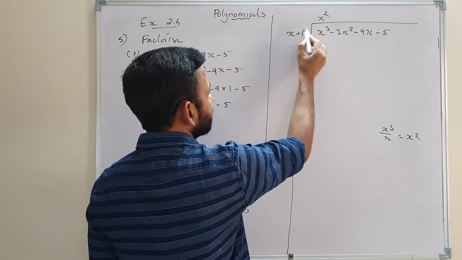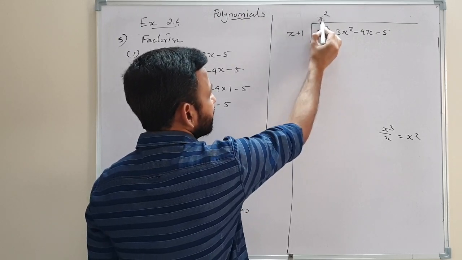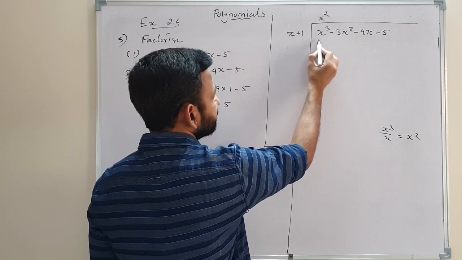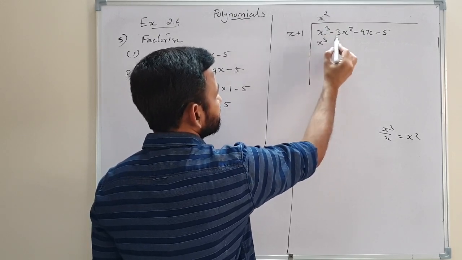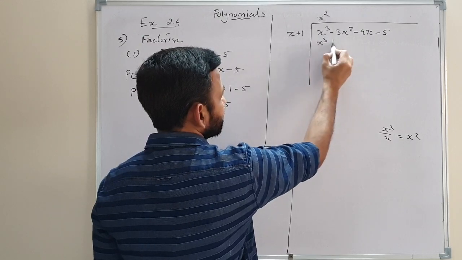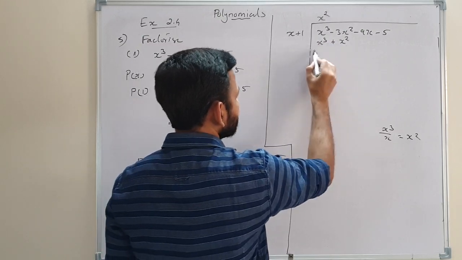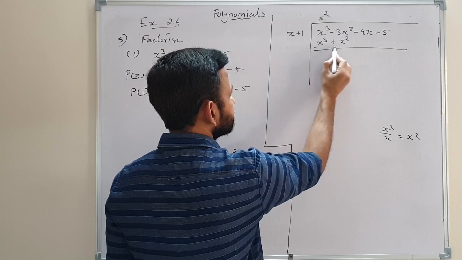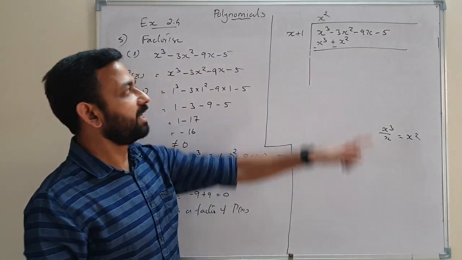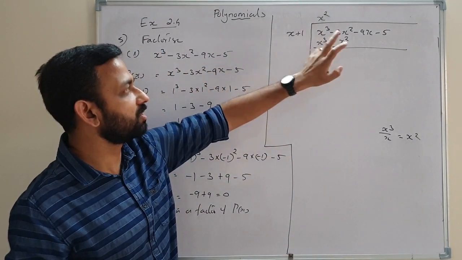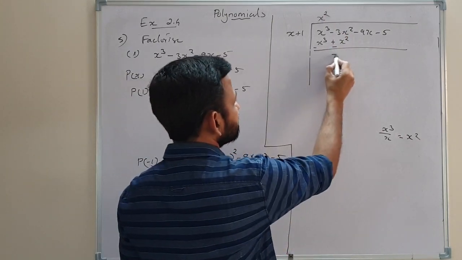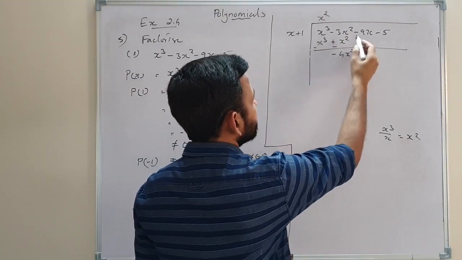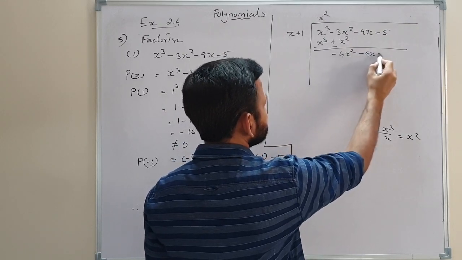Then we multiply both the terms by x square. x square into x is x cube, and x square into 1 is x square, written below the x square term. Then opposite sign. x cube minus x cube is 0, minus 3x square minus x square is minus 4x square. Then the rest of the terms, minus 9x minus 5.